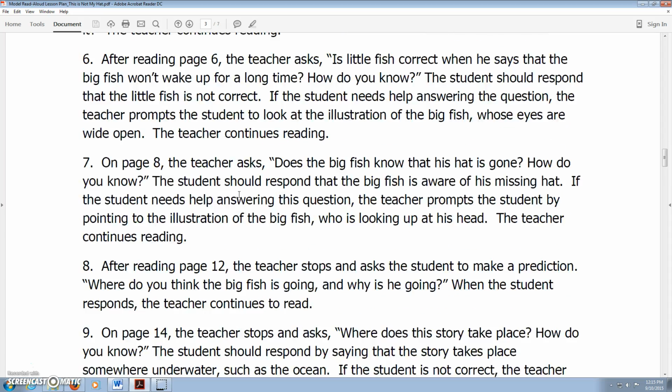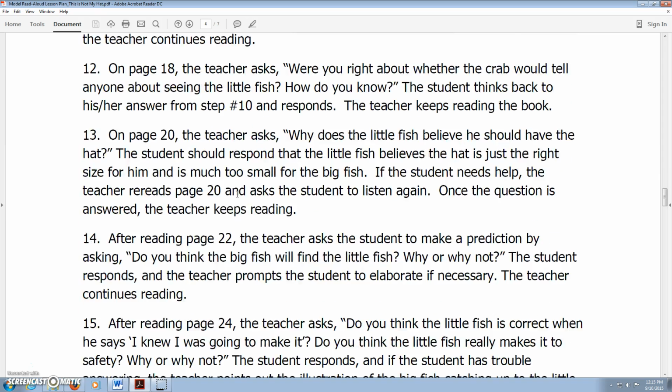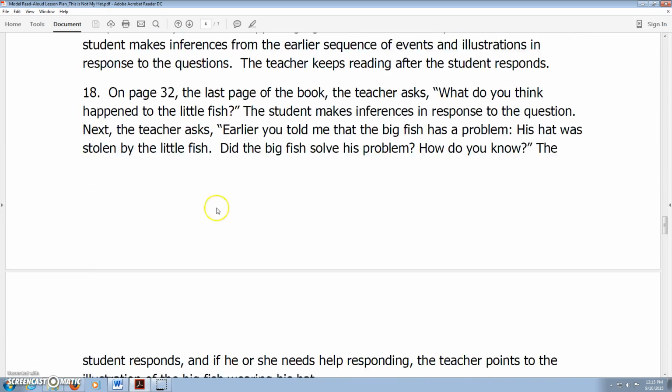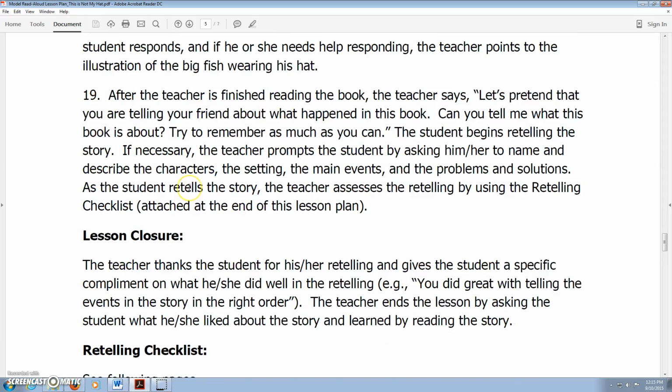I'm on the third page now. I'm still on my lesson procedures. I'm on the fourth page. I'm still on my lesson procedures. Oh, and now I'm on the fifth page, and I'm just wrapping up my lesson procedures.